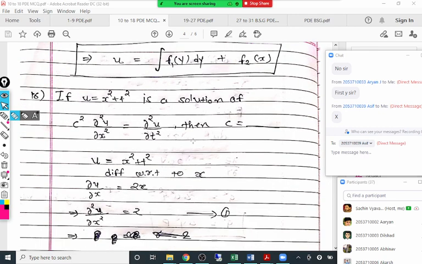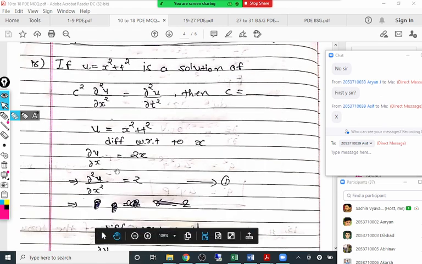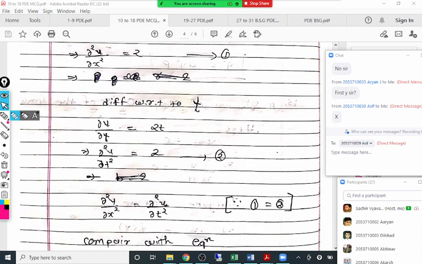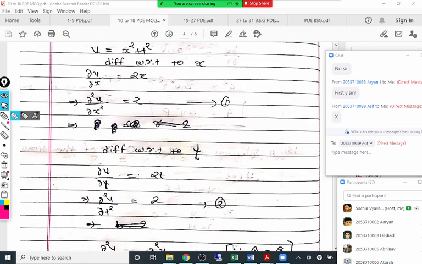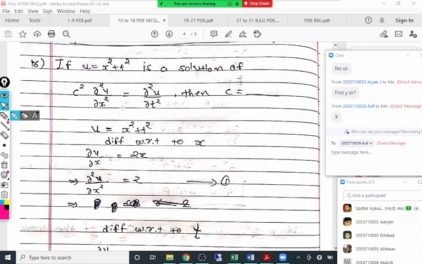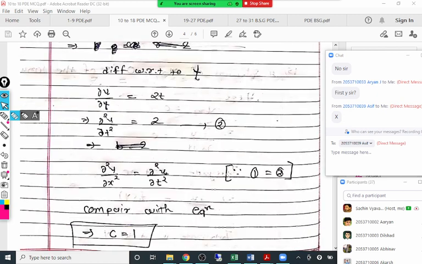16th, u is equal to x square plus t square is a solution of this differential equation. Then c is, you have to replace these values. Dou u by dou x is calculated, dou 2u by dou x square calculated, similarly dou 2u by dou t square calculated, and you will observe we get dou 2u by dou x square equal to dou 2u by dou t square. And now if you compare with the original equation, c will be 1.